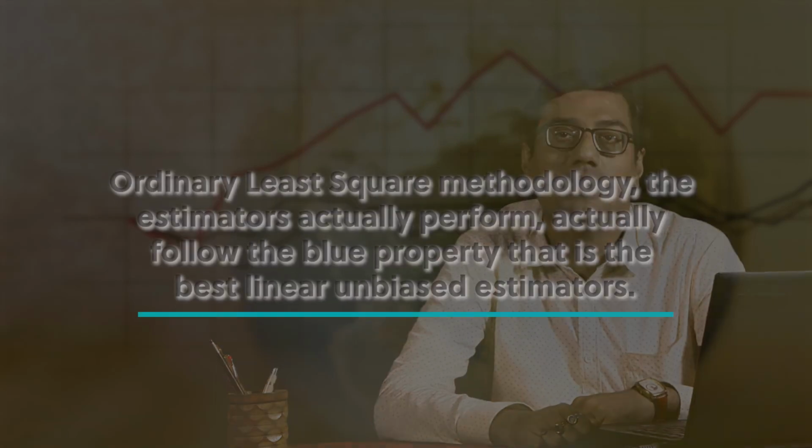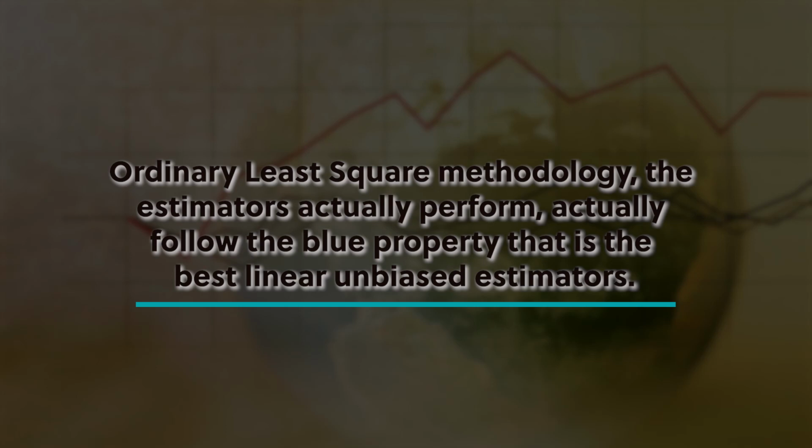Welcome viewers. We are now going to begin with module number 18, which is on applications based on the Gauss-Markov theorem. The Gauss-Markov theorem states that in the ordinary least squares methodology, the estimators follow the BLUE property, that is, the best linear unbiased estimators. So based on this theorem, we will take an applied example based on real life data, and we are going to interpret the estimation results accordingly.